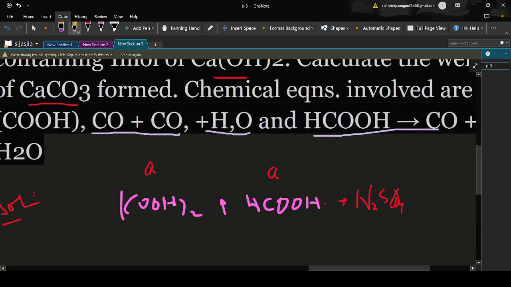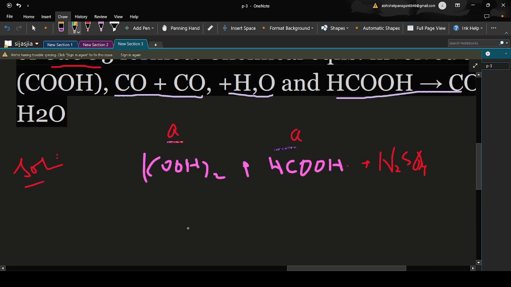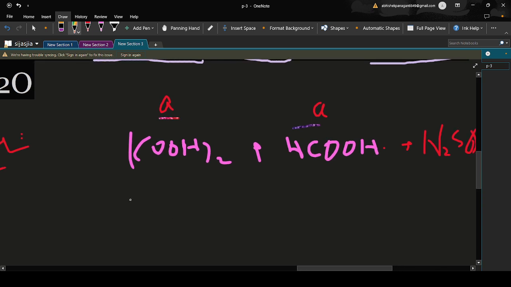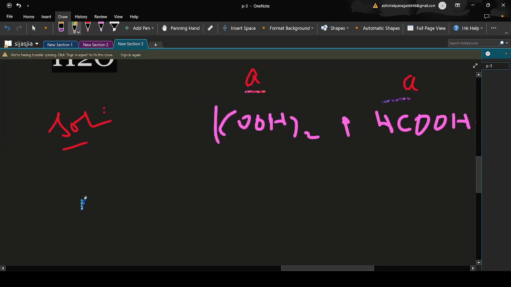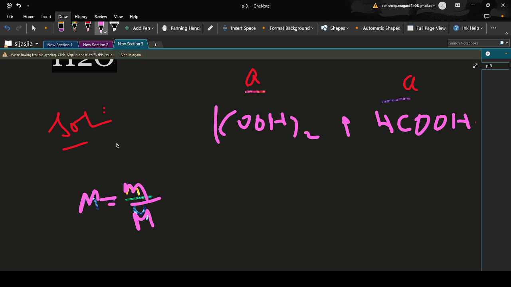Now let's see how many moles are reacting. This is pretty easy to calculate, I mean not very easy. Let's get back to the basics. We know that number of moles is equal to given mass upon molecular mass, the molecular weight.